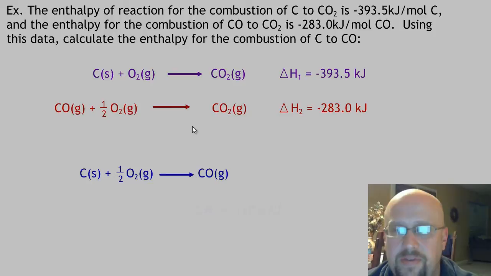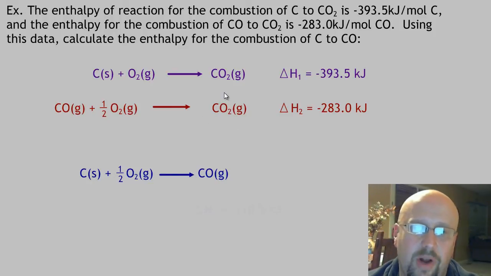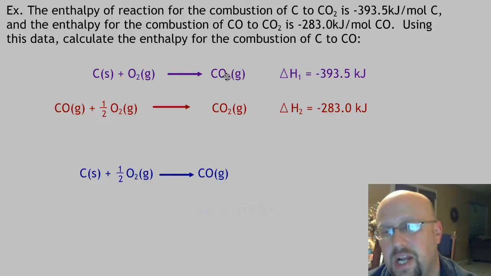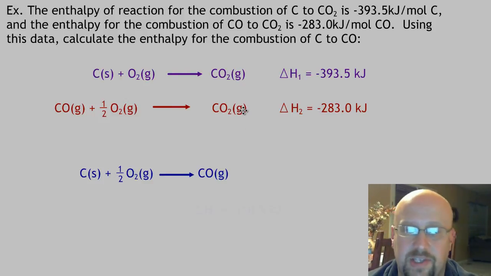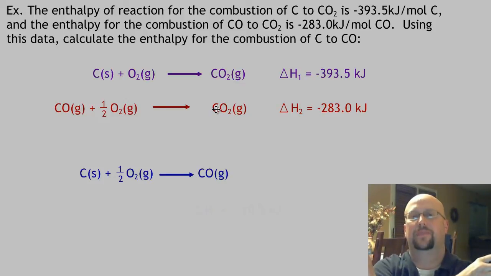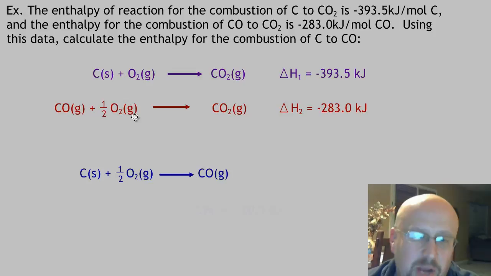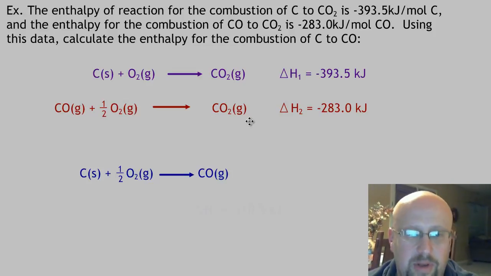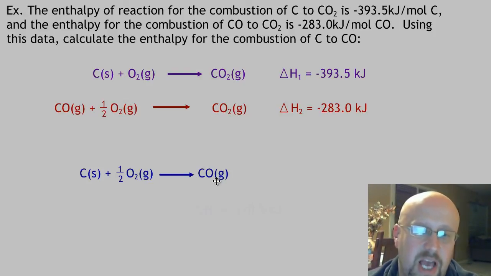So what do I have to do manipulation-wise? Well, obviously, I want to get rid of these CO2s, right? And the way that I'm going to get rid of them is that I need to move one of them to the left-hand side, right? Well, I can't just move one of them to the left-hand side. What you actually have to do is reverse the reaction. So I need to pick which one of them I want to do that to. In this case, I know that I want to end up with a product of carbon monoxide, and over here it's a reactant.